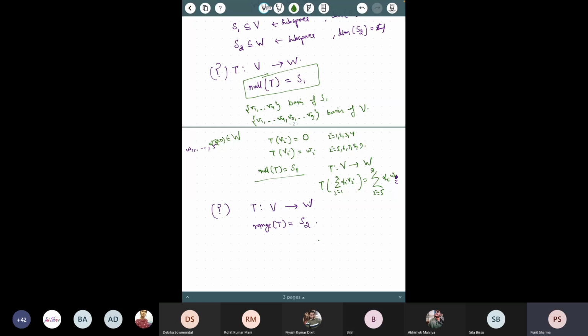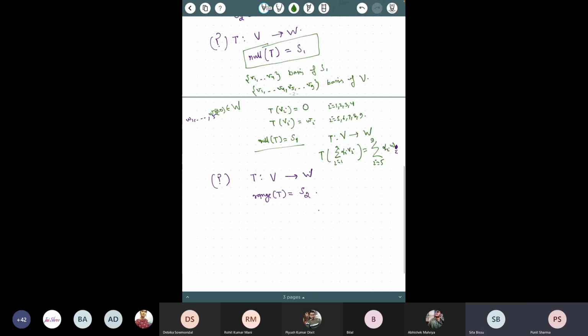So how? No, you don't have to use rank-nullity at this point. You just define this map simply. So how would you define that, just keeping in mind the previous result?